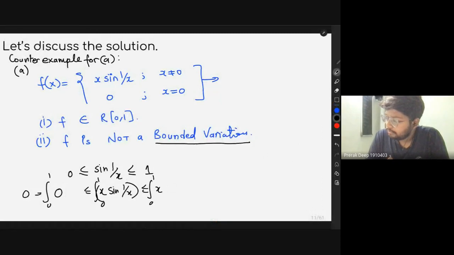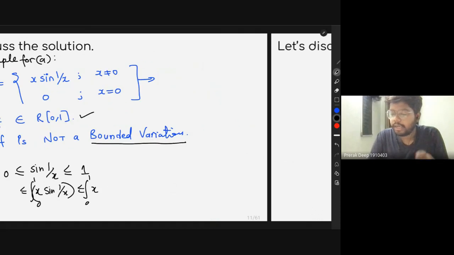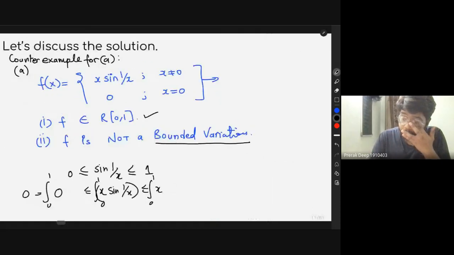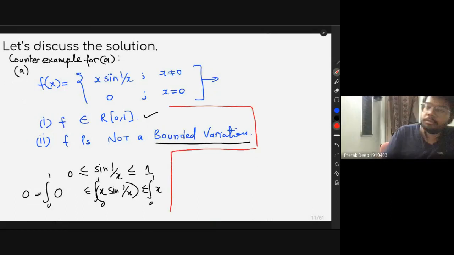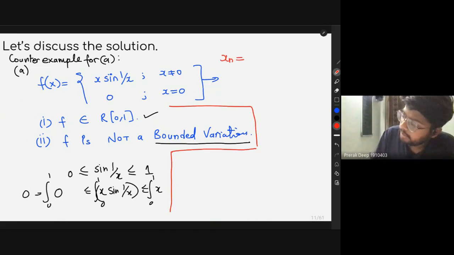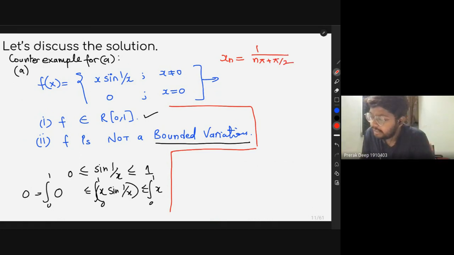And to say why it is not a bounded variation, so this is true. Now, in order to say that it is not a bounded variation, you need to take a specific interval. You need to take a specific sequence. Take xn to be 1 over n pi plus pi by 2.